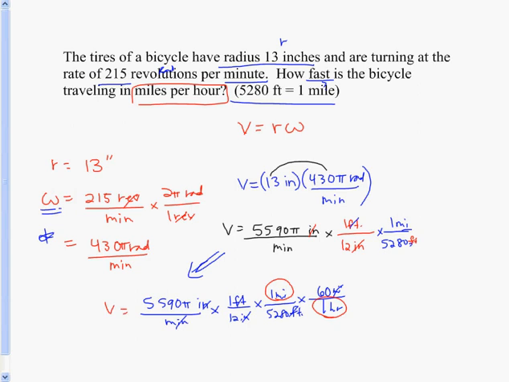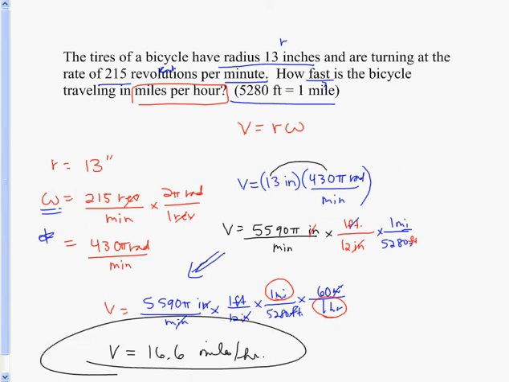This is linear velocity. Alright, 5,590 divided by 12 divided by 5,280 times 60 times the illustrious pi button gives me an approximate velocity of 16.6 miles per hour. Not bad for a bicycle. 16.6 miles per hour for that bicycle. And that, guys, was a long video.